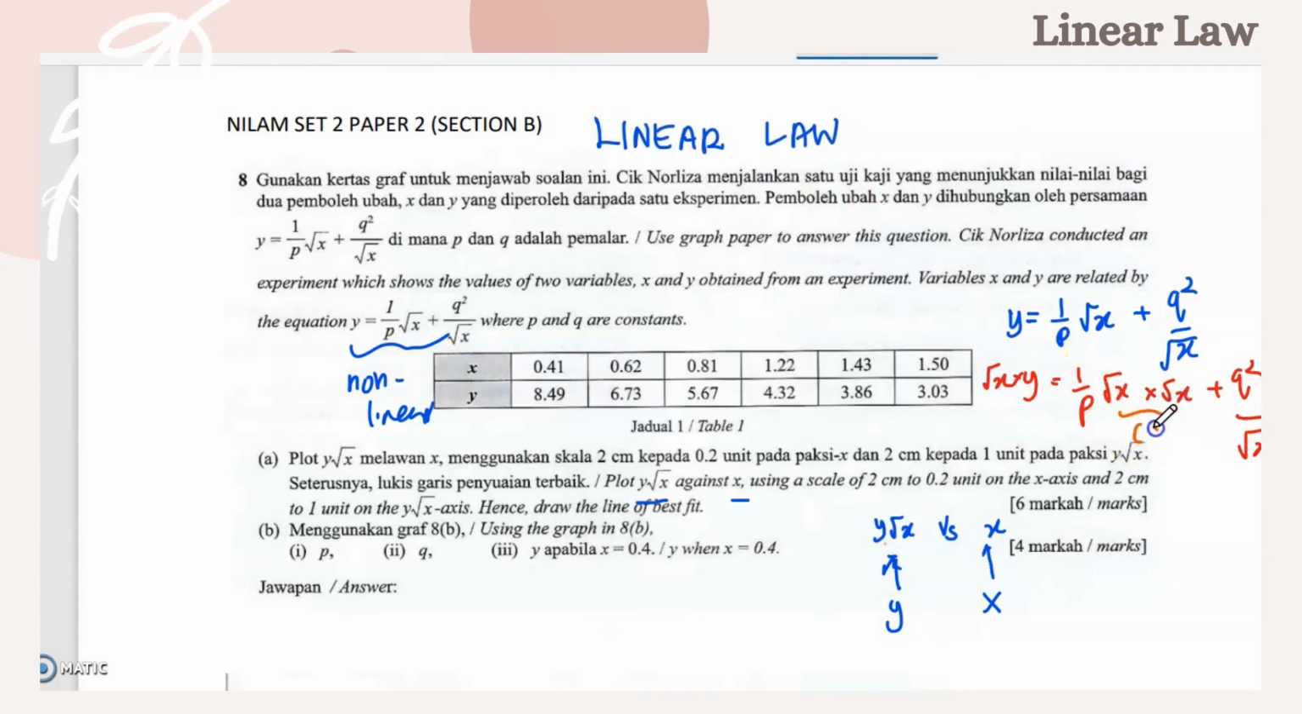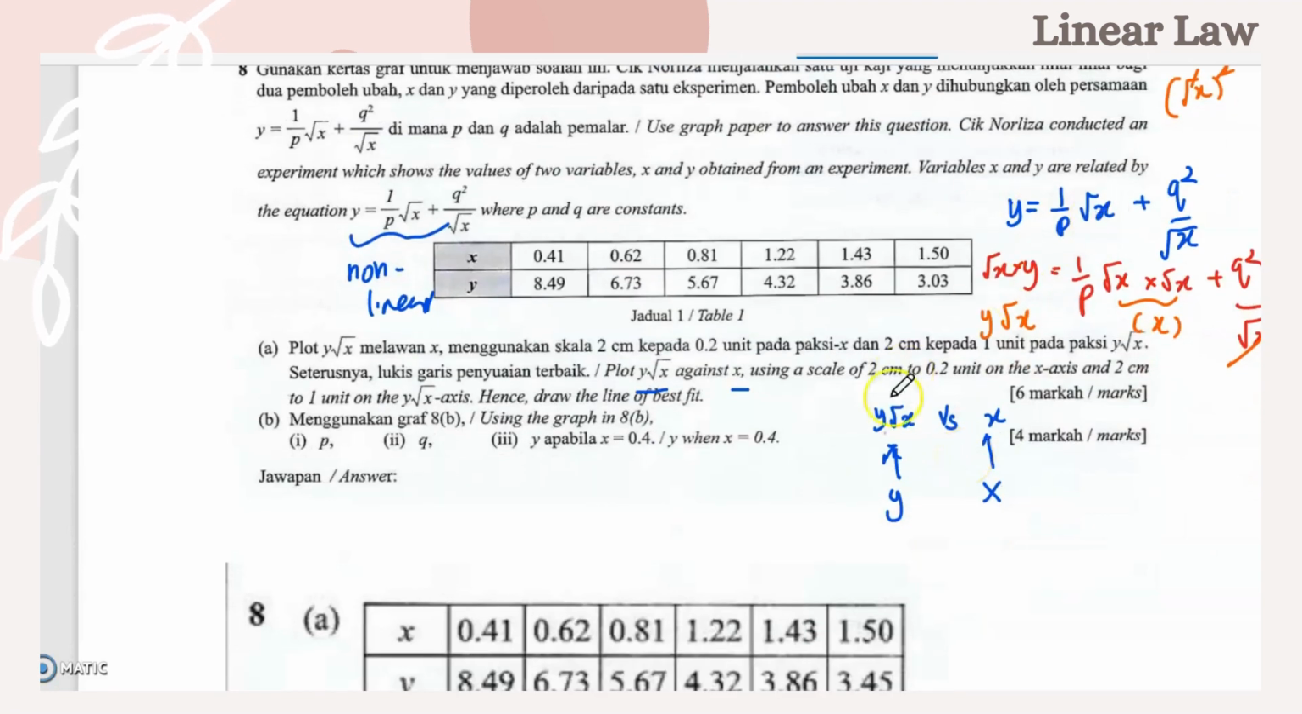Okay, so bila kita dah darab, we multiply for each term. So this one akan dapat x. Square root times square root, kita akan hilangkan square root lah, dia akan jadi square root square. So yang tinggal ialah x. So this one kita boleh potong. Okay, so this part dah dapat y square root of x. So di bentuk linear dia, y square root of x equal to 1 over p x plus q square.